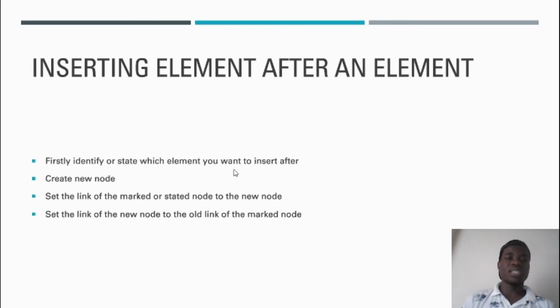So here are the steps for the insertion after. We first identify or state which element we want to insert after. We then create the new node. We set the link of the marked node to the new node. We then set the link of the new node to the old link of the marked node, and that is where the old node was pointing. That's where we want to point with our new node. So now let's go to our text editor.